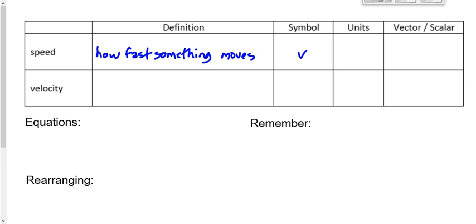Want to take a stab at what the units would be for speed? The standard units, that is, for speed. Sometimes we use other units, but the standard units, Tyler, would be? Yeah, meters per second. If we're going to use meters for distance and seconds for time, then speed would be meters per second.